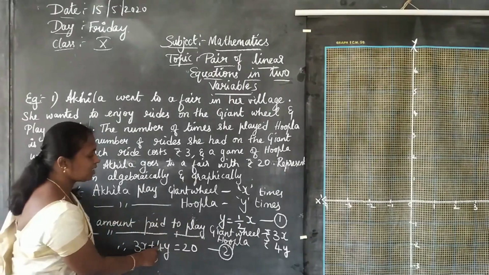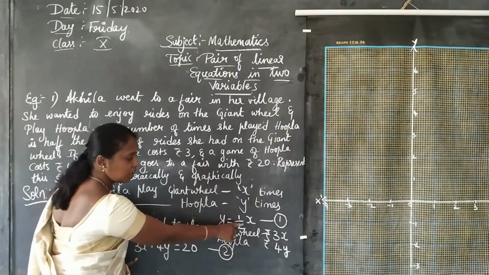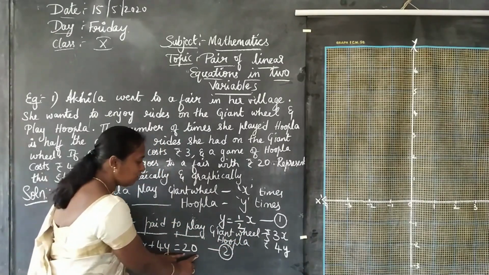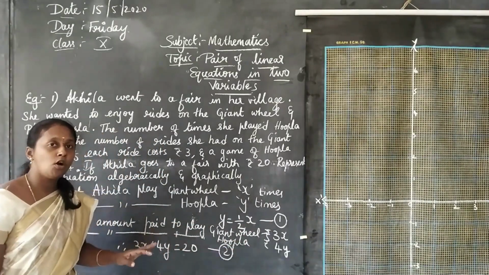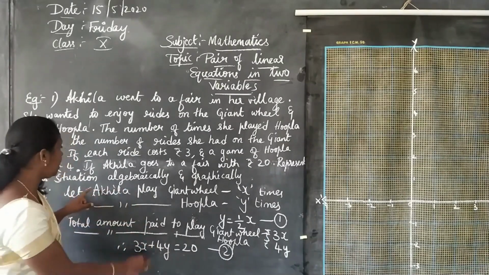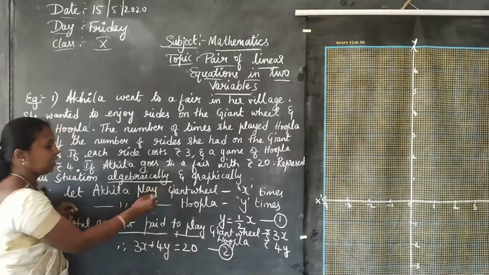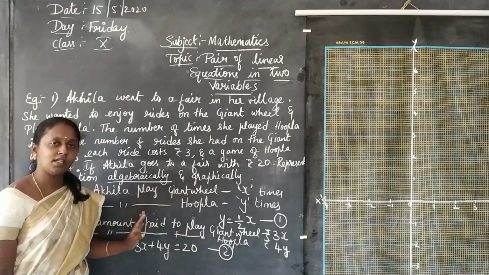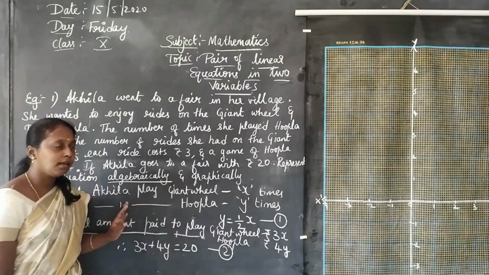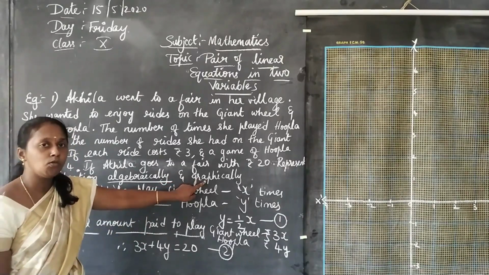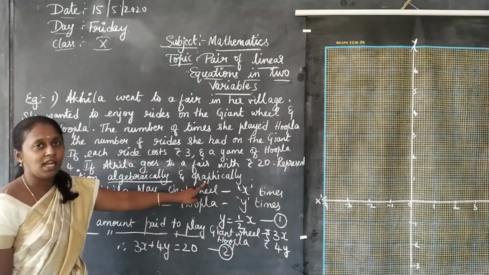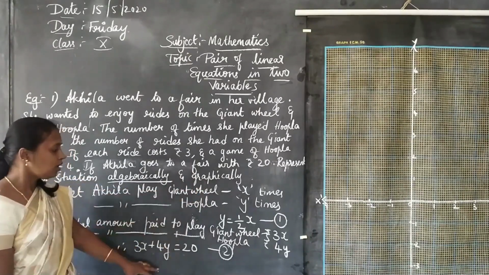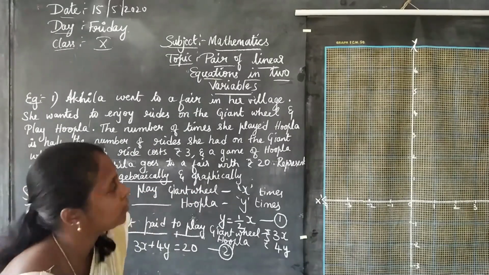Now this representation, y is equal to 1 by 2x and 3x plus 4y is equal to 20, is called representing algebraically. Now I have represented it algebraically. Clear? Now I should represent it graphically. I should represent these two equations graphically. Okay, children? So let me solve this one and clear the question.